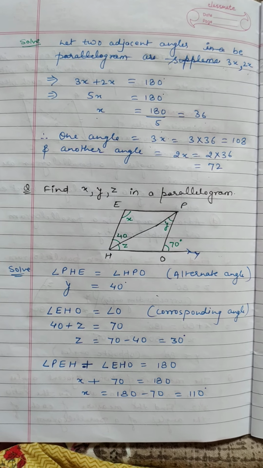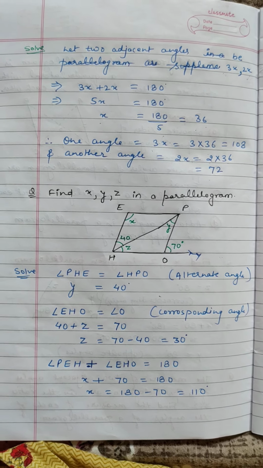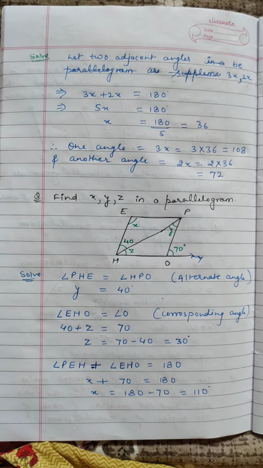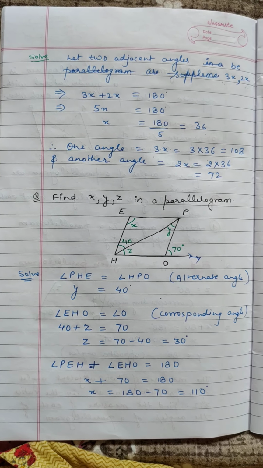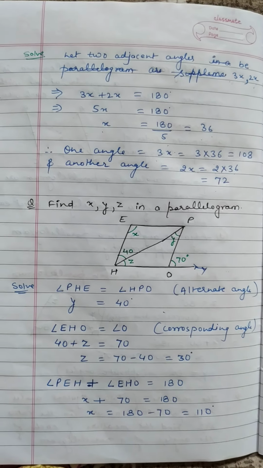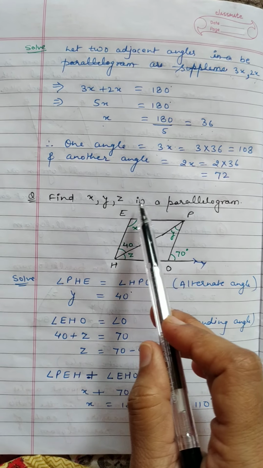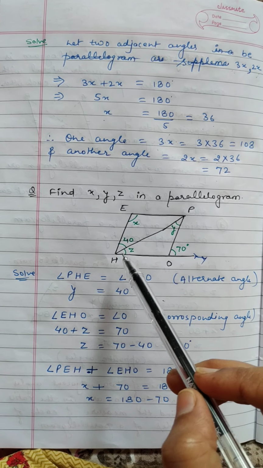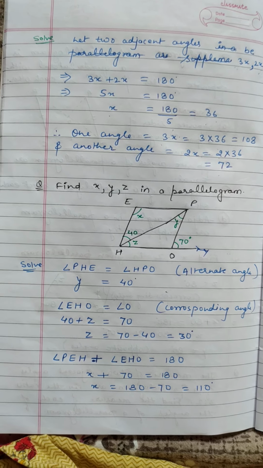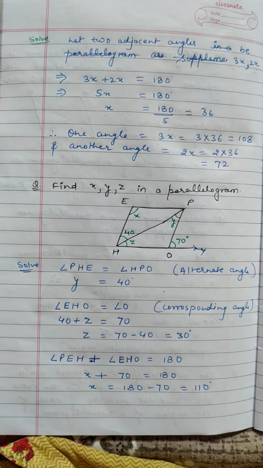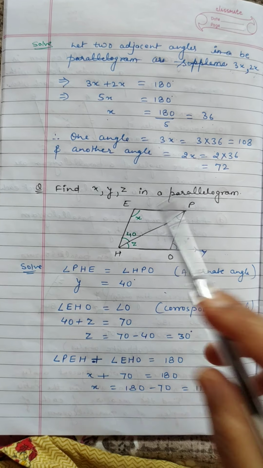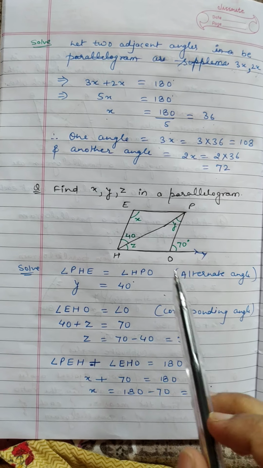So, in this manner, we can solve questions based on parallelogram. We just need to remember the properties of a parallelogram. Now, one more question we see. Find x, y, z in a parallelogram. HOPE is a parallelogram, right? And these angles 70 and 40 are given. Z, Y and X we need to find.